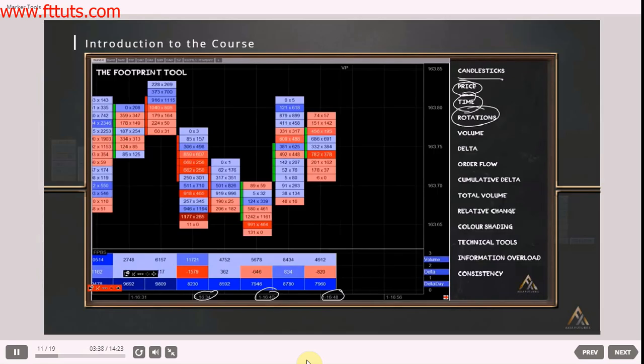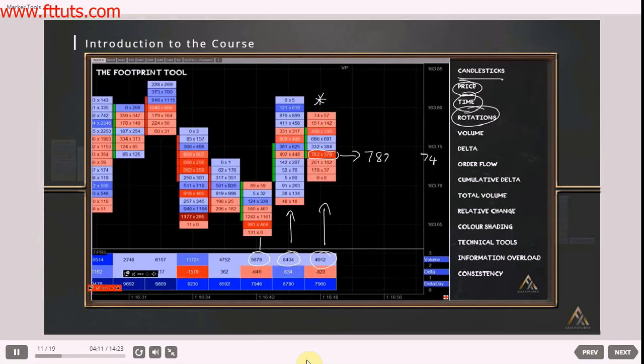Okay, now that we've spoken about the rotations, let's turn our attention and talk about volume. Now, there's two types of volume that you'll see on the footprint chart. The first is the total volume within each rotation. The second is the volume being transacted at each segment of the footprint. So let's take a look at this rotation now, and let's magnify this specific segment of the footprint at price 74.